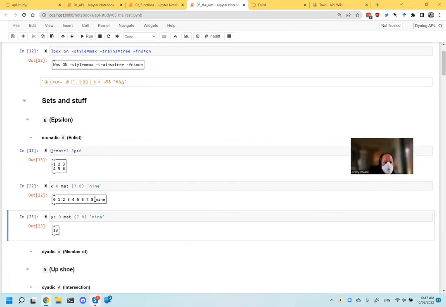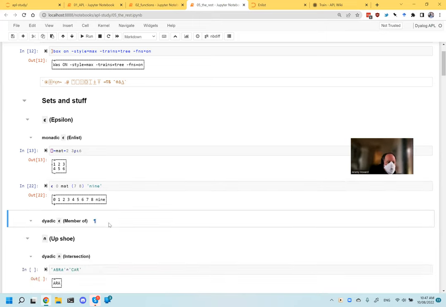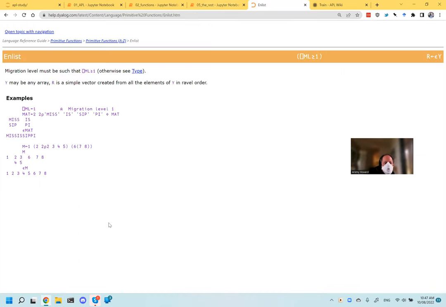Yeah, so you've got to be a bit careful to remember that although it prints this like a word, nine, these are just characters. N, I, N, and E. That's why this shape is 13. Okay.